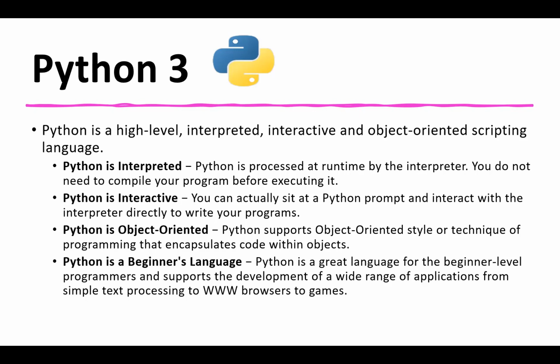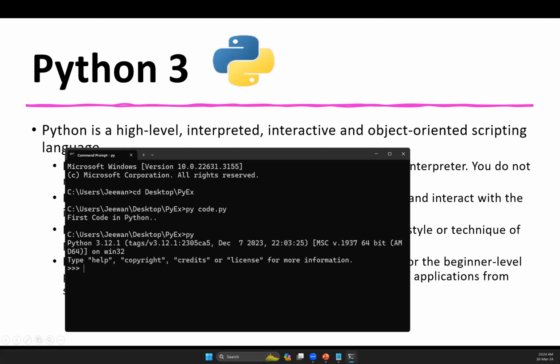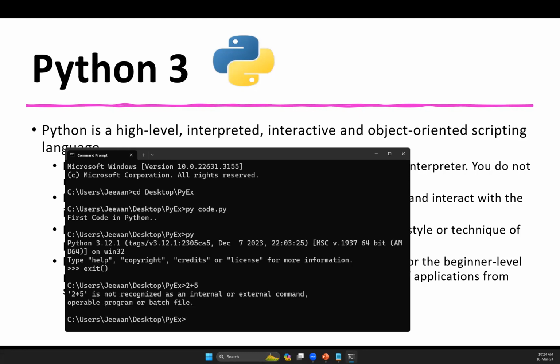And also, you can interact with the Python interpreter using the command prompt. You can open the Python interpreter by typing py. Now, if you want to try some maths here, if you just open the command prompt and type 2 plus 5 and press enter, it won't give you any answer, right? Because the command prompt does not support mathematical operations like this.